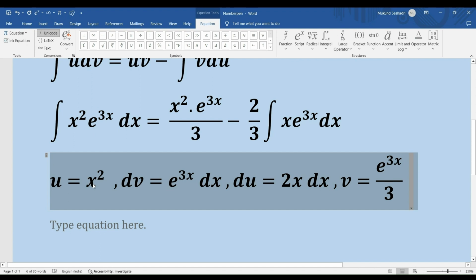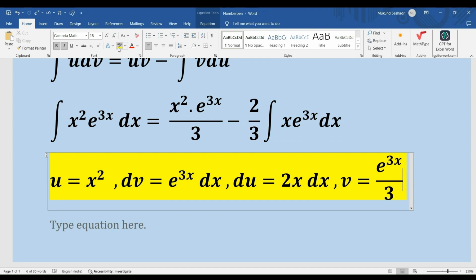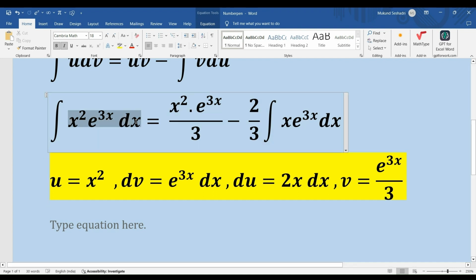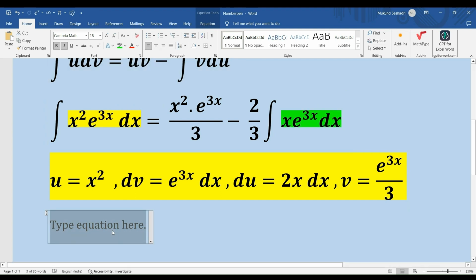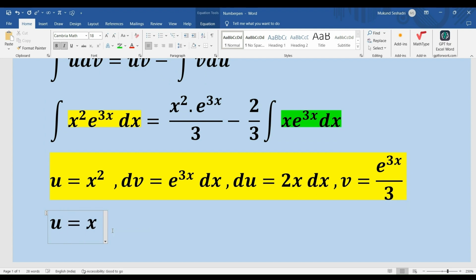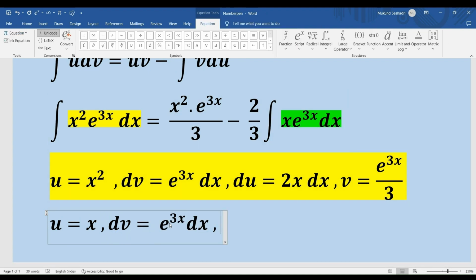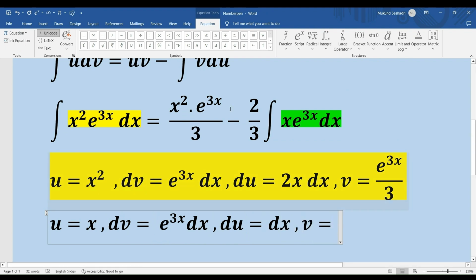let me differentiate the first substitution, what we made with a different color, right? And my yellow corresponds to the substitution what we made for x square into e to the power 3x dx. And then let me highlight my x into e to the power 3x dx using a green color, and whatever the substitution that I'm going to do now will also be highlighted in green. So my u equals x, my dv equals e to the power 3x dx, my du equals dx, and my v equals e to the power 3x by 3.